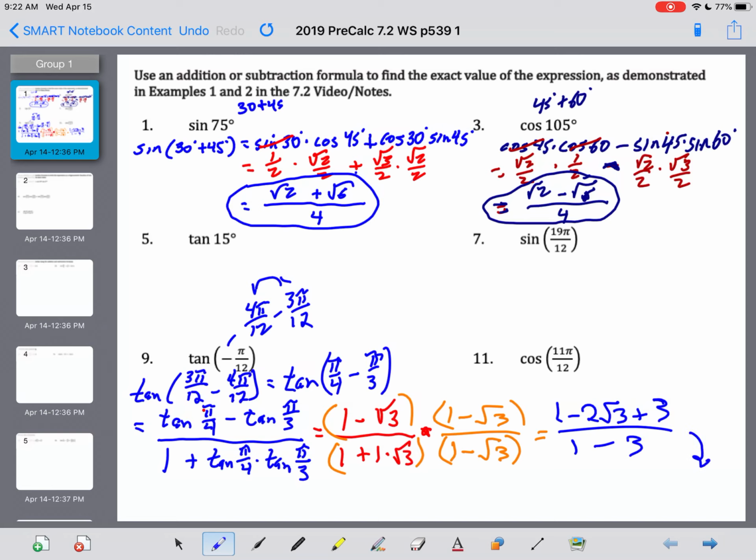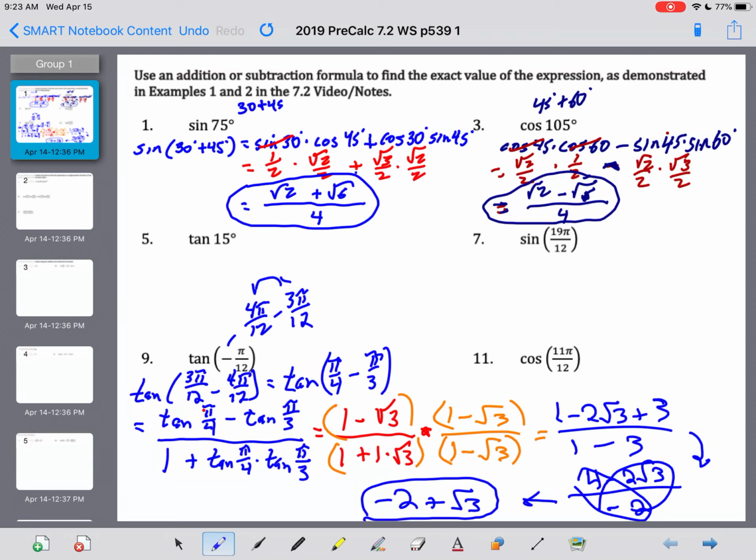I'm going to do some simplifying here. I'm going to bring this down this way. I'm going to get 4 minus 2 root 3 over negative 2. Bringing that here, doing a little bit of dividing here. 4 divided by negative 2 is negative 2. And over here I'm going to get plus the square root of 3. And that is my exact final answer with this one here.